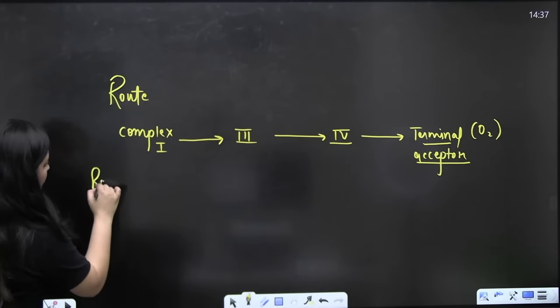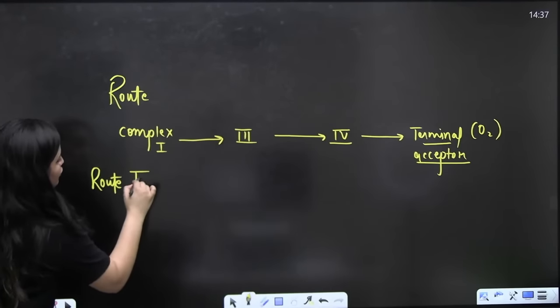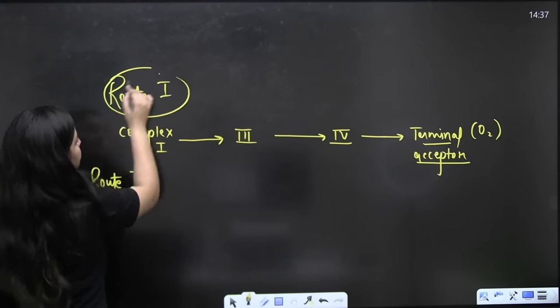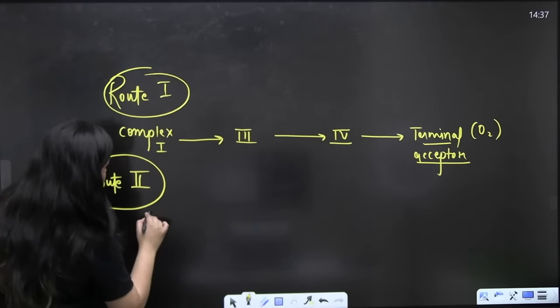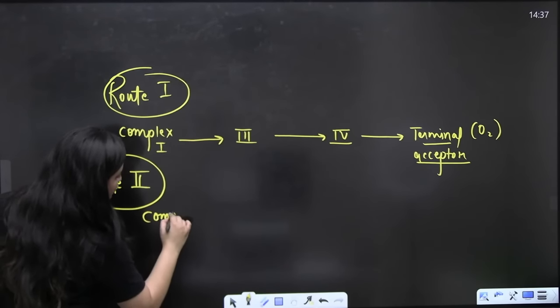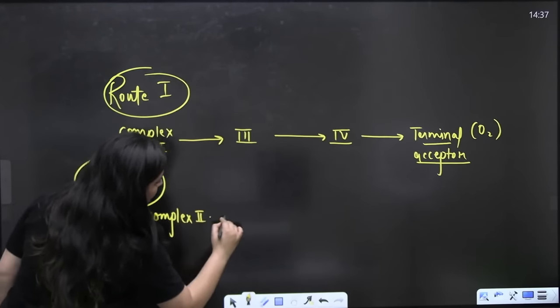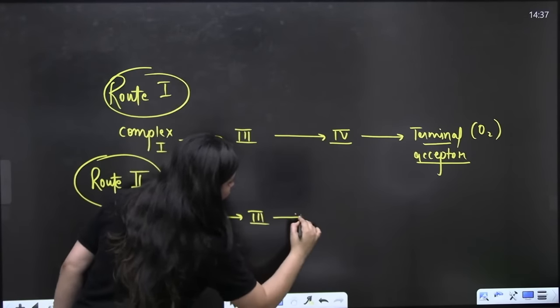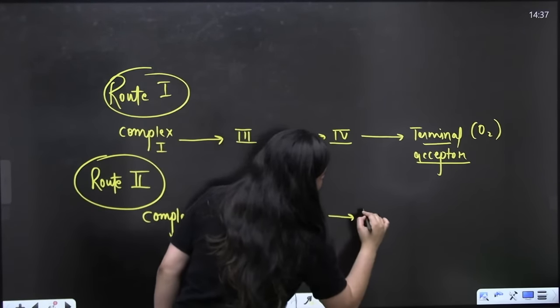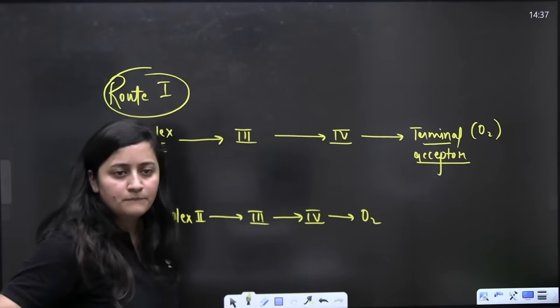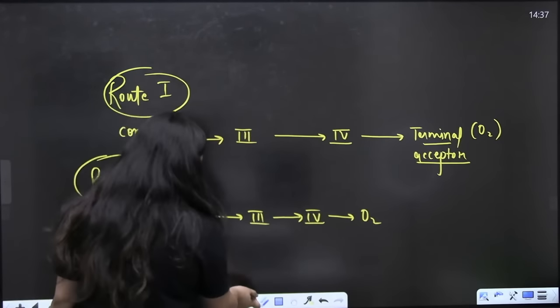I'll explain what is the meaning of these routes. Then comes route 2. Route 1, route 2. It is complex 2 to 3, to 4, to again O2. Clear? This is the flow of electrons.